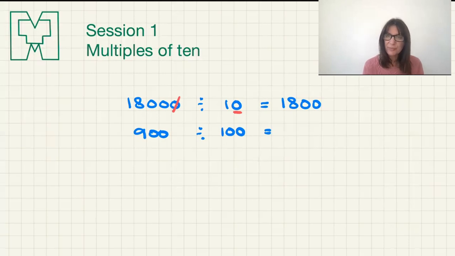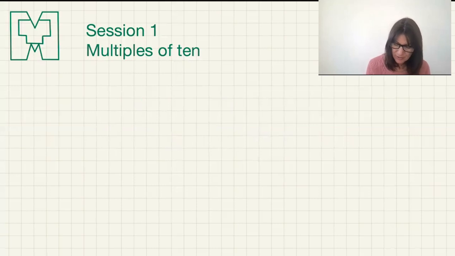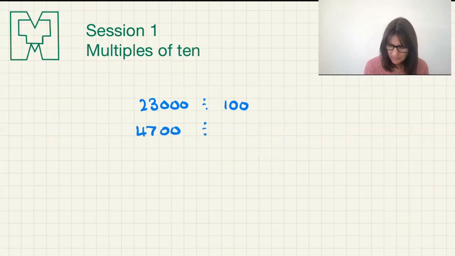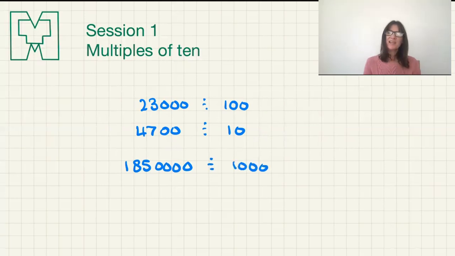Okay. So let's do 900 divided by 100. Okay. Have a go at that question. And you've got 2 zeros, cross 2 off. You don't have any left. The answer is just plain and simple 9. Okay, we'll do a couple more just to make sure we're absolutely fine with what we are doing. There you go. So pause your video and have a go at those questions for me.